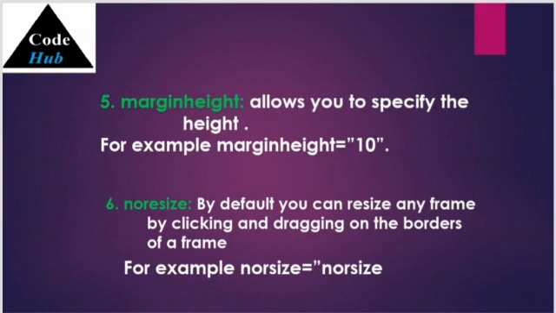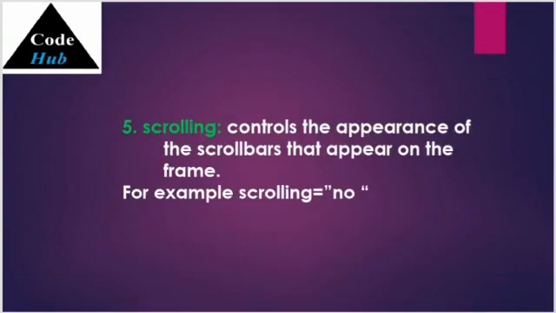Noresize. By default, you can resize any frame by clicking and dragging on the border of the frame. The noresize attribute prevents a user from being able to resize the frame. For example, noresize is equal to noresize. Last is scrolling. It controls the appearance of the scrollbar that appears on the frame. This takes the value either yes, no or auto. For example, scrolling is equal to no means it should not have a scrollbar.